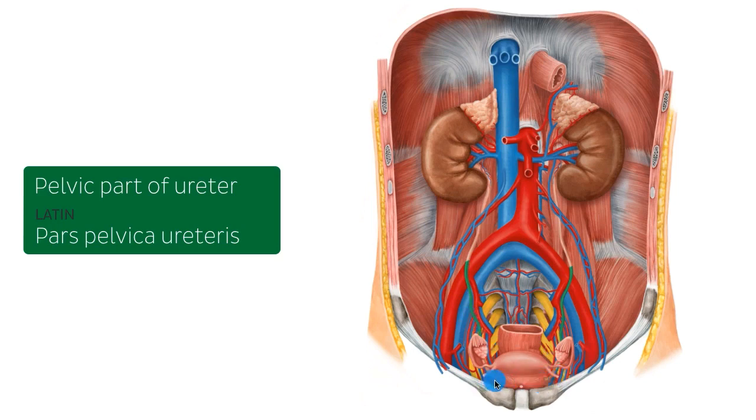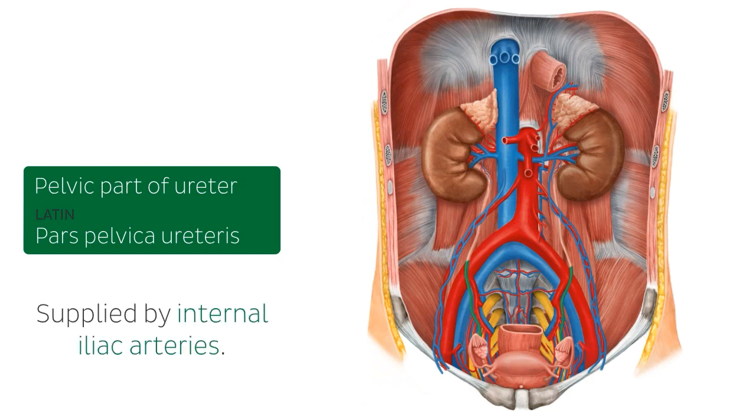As you can see here, they are entering the urinary bladder on its posterior aspect on the left and right sides. The pelvic part of the ureter, which is the closest to the urinary bladder, is then supplied by branches of the internal iliac arteries, among others.